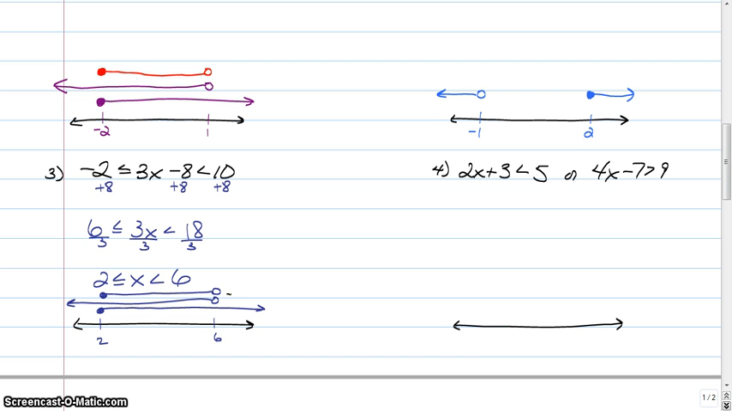Okay, so number 4 is an OR statement. Go ahead, pause it, give it a try on your own. And what you should do is solve each equation or inequality individually. So we're going to subtract 3 from both sides first. So 2x is less than 2, so x is less than 1.